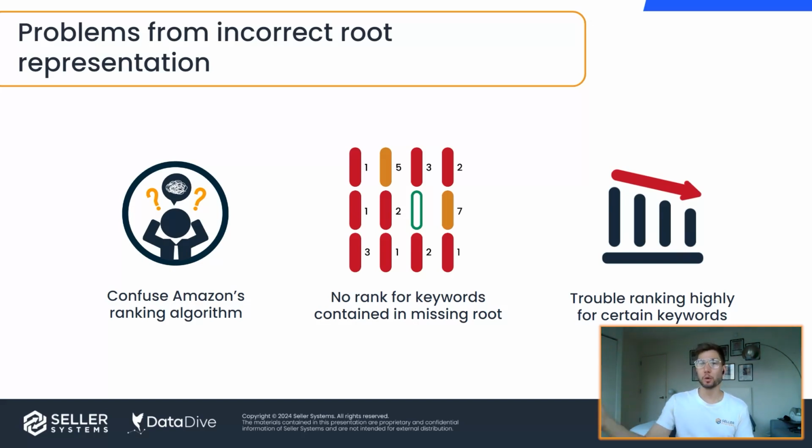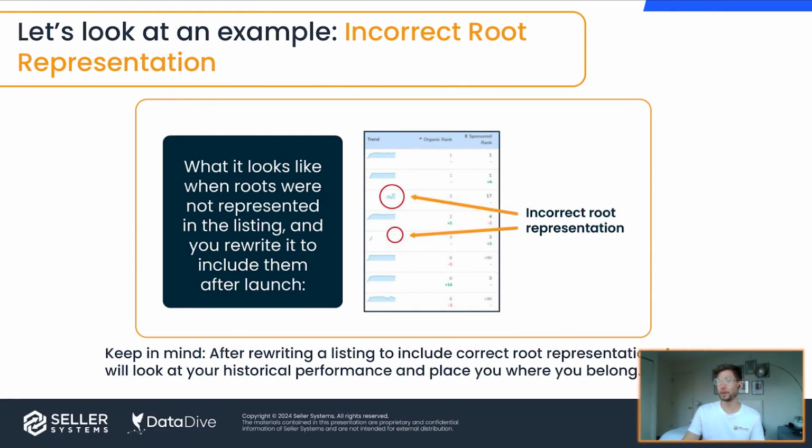And if we check off all of the other boxes that we teach in product launching, you can do extremely well. So we're going to talk a little bit about this today, how you can write the listing correctly, how you can see the master keyword list and analyze the niche so that you don't confuse Amazon's ranking algorithm and get grouped into the wrong categories. We're going to show you how, when you launch a product, to make sure that you're not missing rank for keywords where you don't have those roots in the listing, and just overall having difficulty ranking for certain keywords. So this is a little bit of what it looks like.